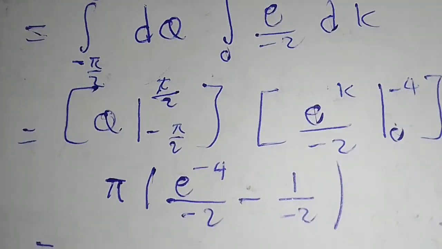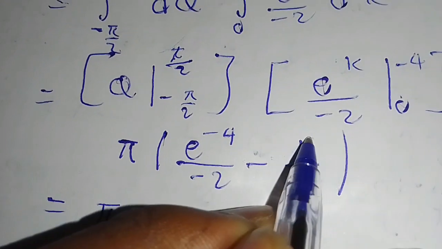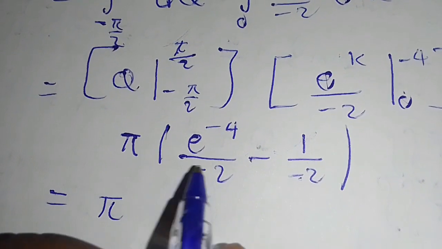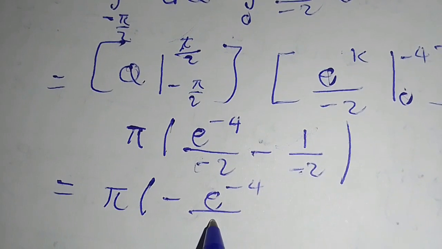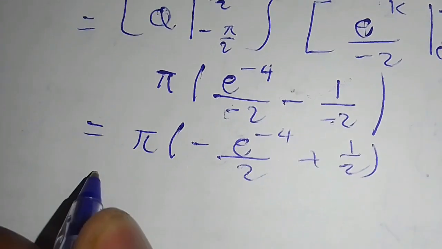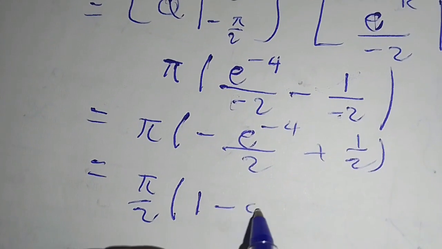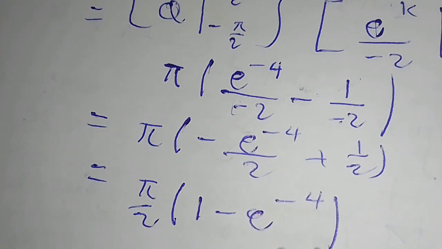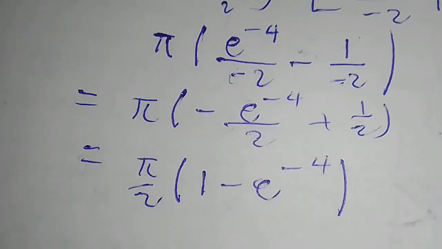So basically then you end up with something like pi, negative and negative, that will give you positive. Then you have positive 1 over 2. Then this one will have a negative right there, so you'll have minus 4 minus e to the power of minus 4 over 2 plus 1 over 2, which you can just simplify to pi over 2 into 1 minus e to the power of minus 4. So that will be the solution to that one.